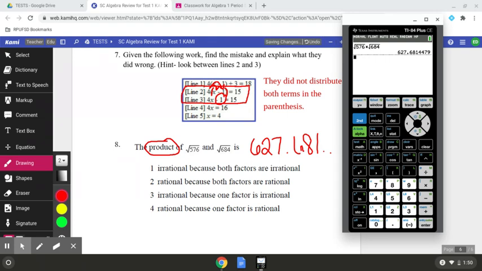So we get an irrational answer, which makes me eliminate choice 2 and choice 4. Now it's a matter of figuring out why it is irrational. This first choice says that both factors are irrational, meaning that both of these square roots are irrational. So let's figure it out. If we do them individually, the square root of 576 is 24. Well, right off the bat, that's not an irrational answer. That's rational. It's a nice whole number. So only one, let's try the other one, the square root of 684 is irrational. So only one factor is irrational. It would be choice 3.